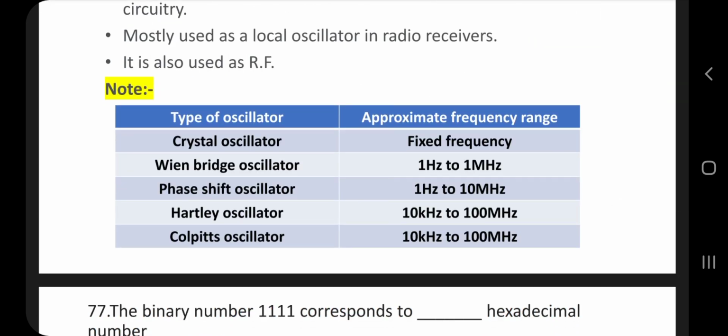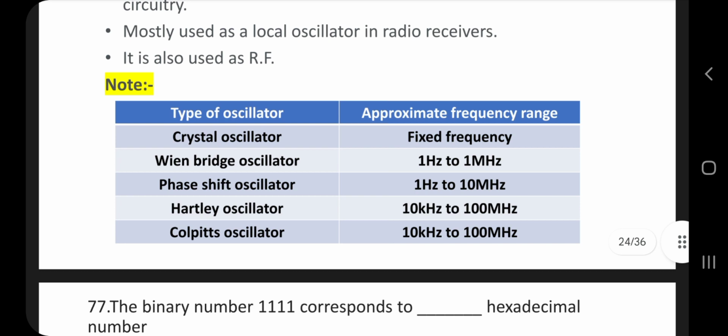Note: type of oscillator and approximate frequency range. For crystal oscillator, the frequency range is fixed. For Wien bridge oscillator, the approximate frequency range is 1 Hz to 1 MHz. For phase shift oscillator, the approximate frequency range is 1 Hz to 10 MHz. Hartley oscillator, the approximate frequency range is 10 kHz to 100 MHz. For Colpitts oscillator also, the approximate frequency range is 10 kHz to 100 MHz.